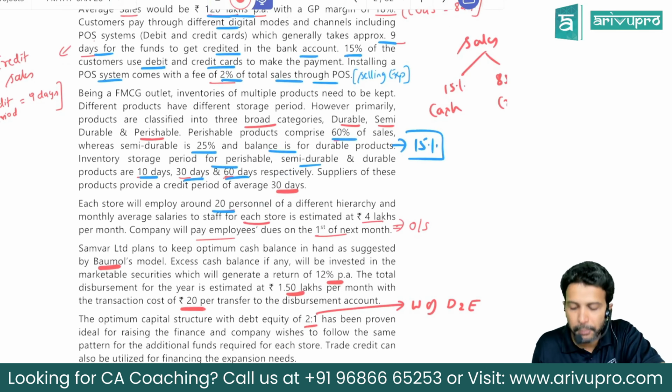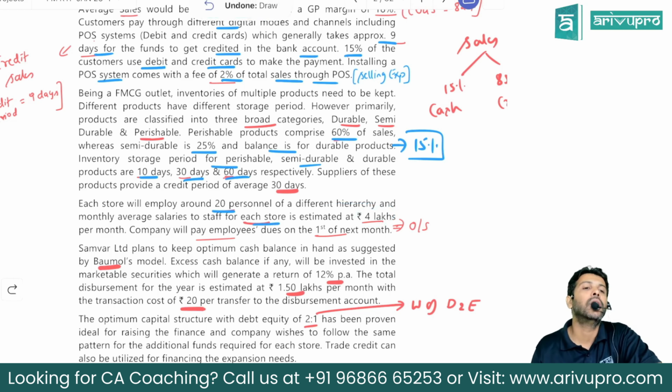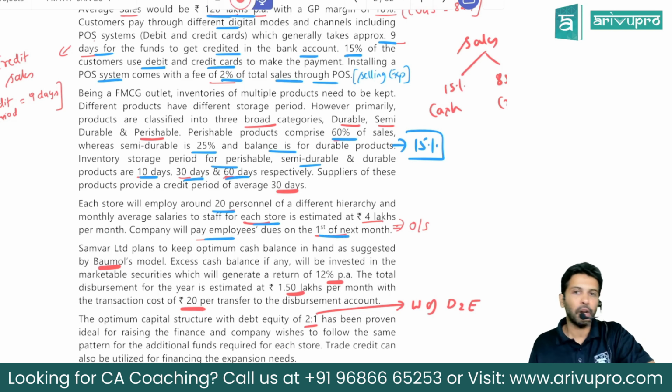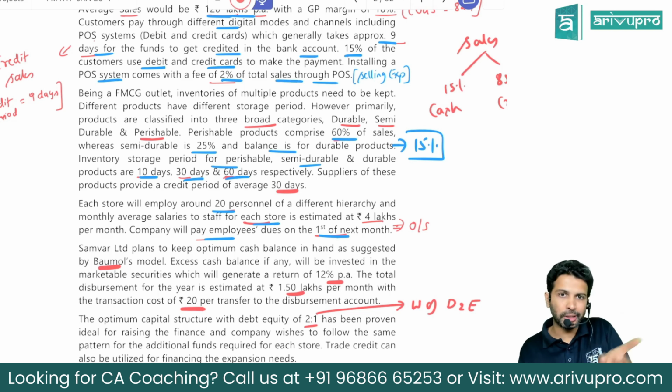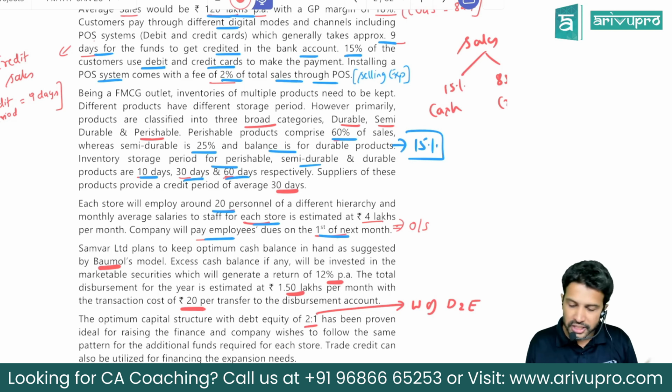Each store will employ 20 personnel of different hierarchy, and the monthly average salary to staff for each store is estimated to be more or less 4 lakh rupees. All people put together, the staff salary comes to 4 lakh rupees per month. The company will pay employee dues on the first of the next month. So this month's salary, is it paid this month only or next month? Next month, the first of the next month.